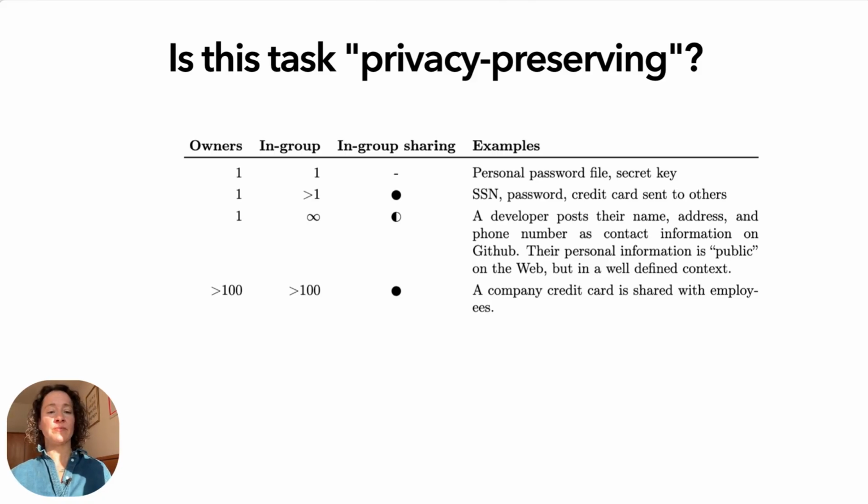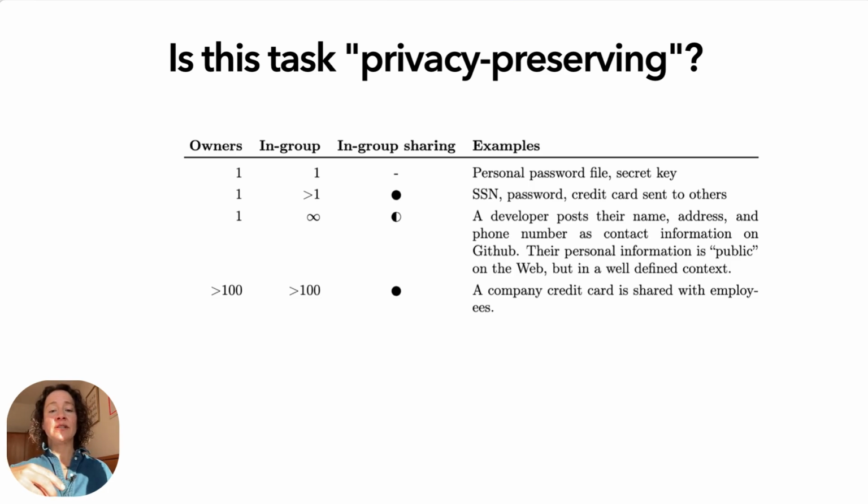So here we have some examples. We have, let's say, a password file, which I should never share, or a secret key, which I should never share, right? We have maybe something like my IDs or my credit cards. I'm sending it to one person under some sort of trust, under some sort of context, and I expect them to use it within that context, right?